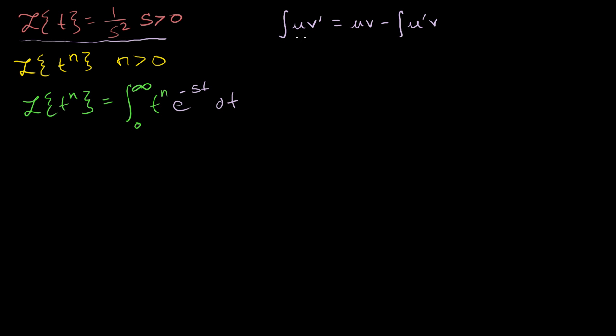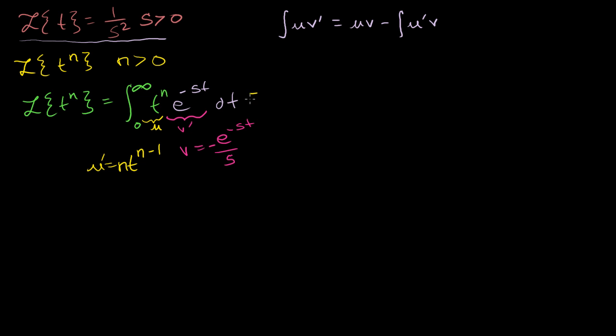So what do we want to make our v prime? It's always good to use the exponential function because that's easy to take the antiderivative of. So this is our v prime, in which case our v is just the antiderivative of that. So it's e to the minus st over minus s. If we take the derivative of this, minus s divided by minus s cancels out, and you just get that. And then if we make this equal to our u, what's our u prime? U prime is just going to be n times t to the n minus 1. Fair enough.